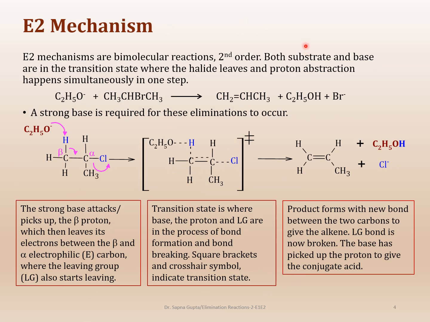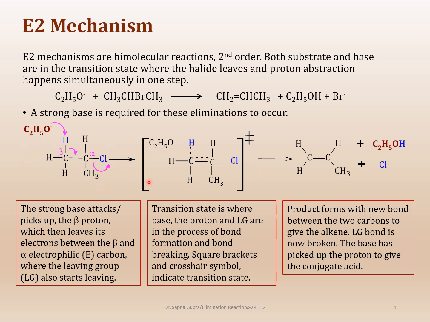So the first mechanism we'll talk about is the E2 mechanism. And remember, what we mean by E2 is the fact that both the substrate and the base are going to be involved in the transition state because it's a second order reaction. Okay, so E2 means second order. So in this case, both the substrate and the base are involved. Your product is an alkene, okay? Right now, I'm not challenging you with any number of products. It's just a simple product here, propene. That's it, okay?